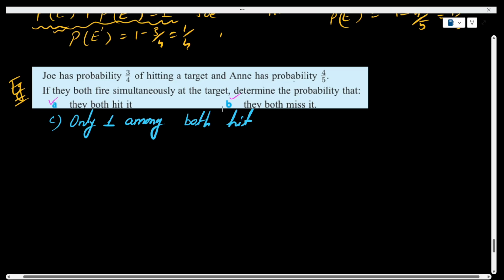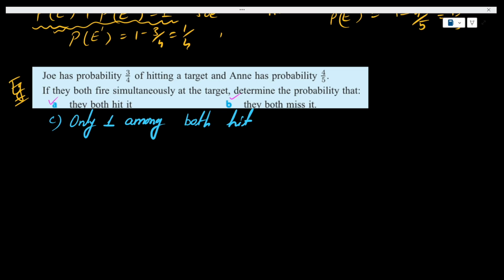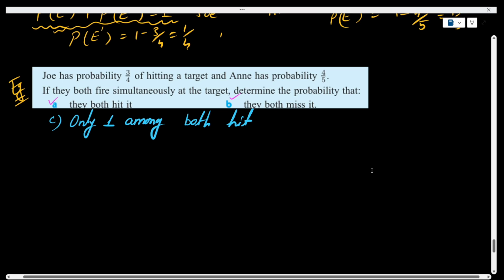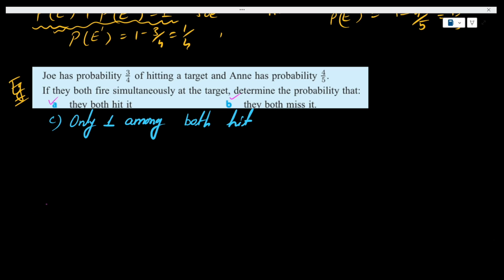Now only one among both hits the target. So in this case, maybe Joe can hit the target or Annie can hit the target. That means your AND rule is also coming. So let us first draw the tree diagram to understand how we take it here. Now, whenever we draw a tree diagram, you need to write down the probability on the branches. So the first one, if I'm talking about Joe, Joe is hitting the target. What is the probability? You write down on the branch, which is going to be 3/4.